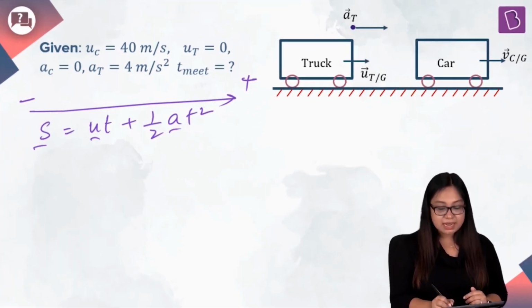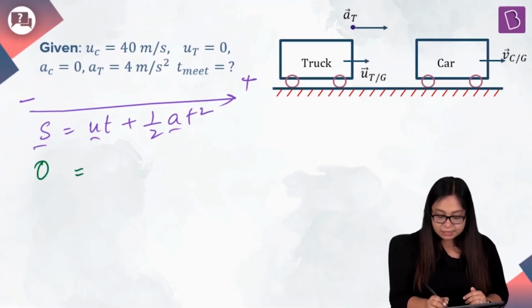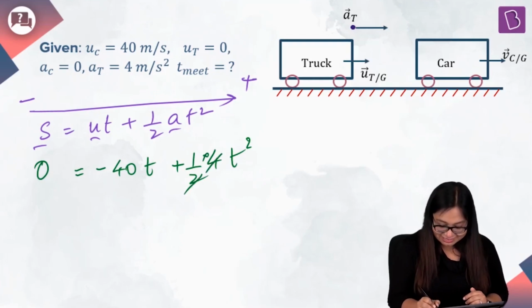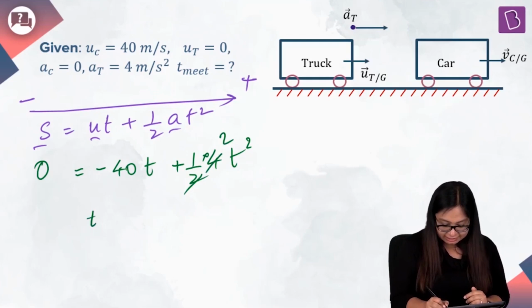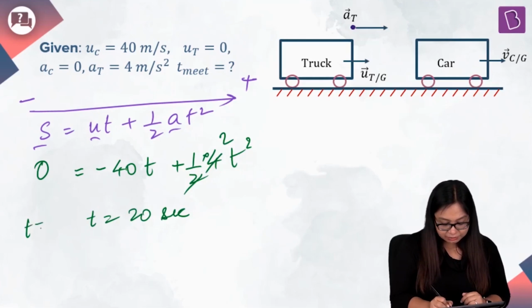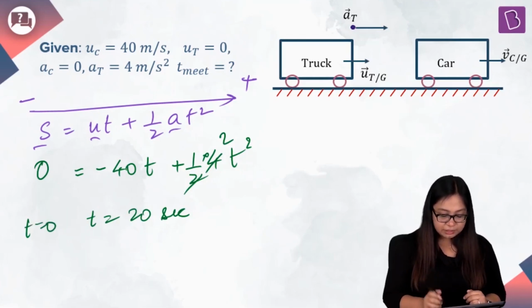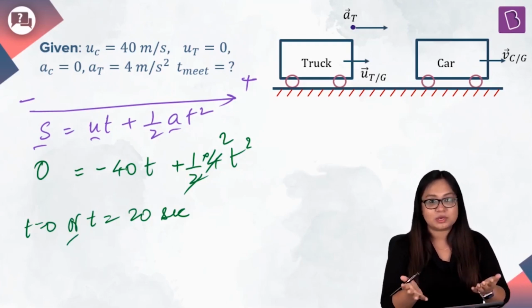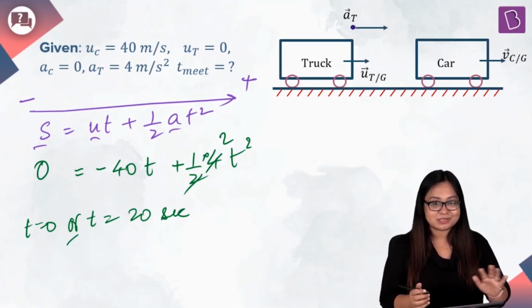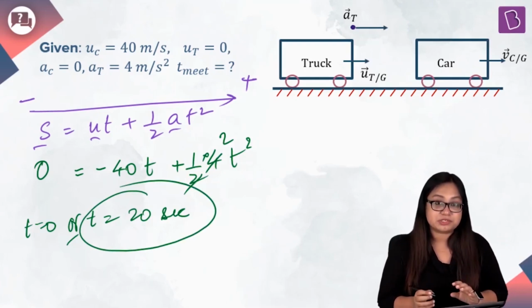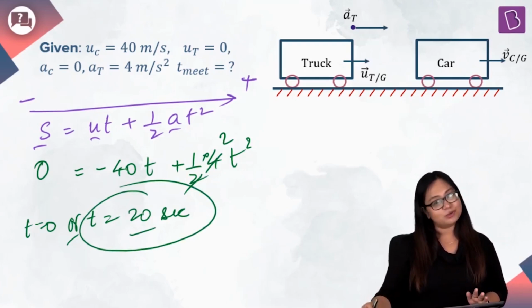Let's apply with sign. S is equal to 0 is equal to minus 40t plus half 4t square. What does this come out to? The 2 gets cancelled out and I get t is equal to 20 seconds. Actually, it's a quadratic, so I get two answers, t equal to 0 and t equal to 20 seconds. But I can easily say that relative displacement was 0 at t equal to 0 anyway, so that's an extraneous solution. We will not consider that. What we want is when they again come to the same position, which is t equal to 20 seconds.